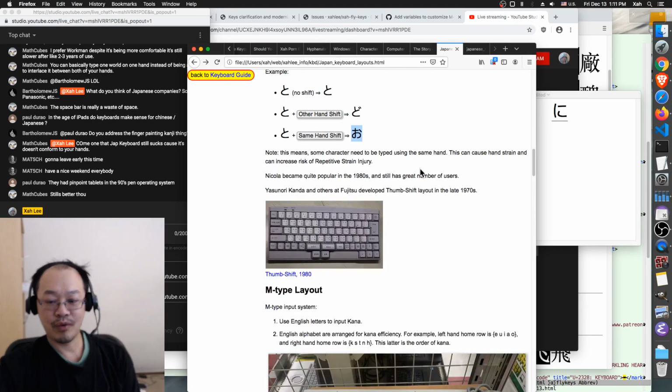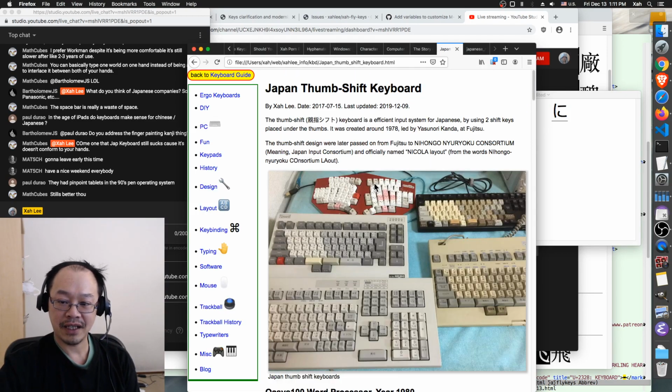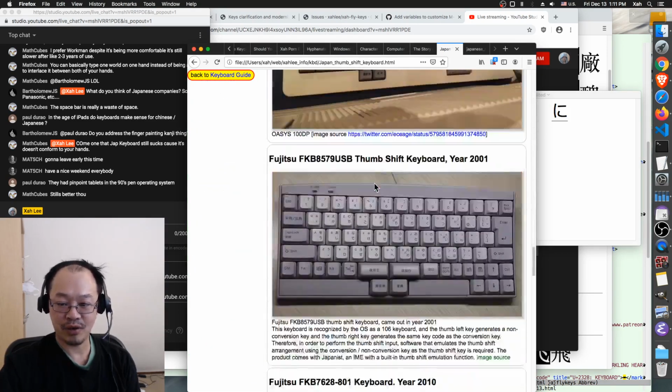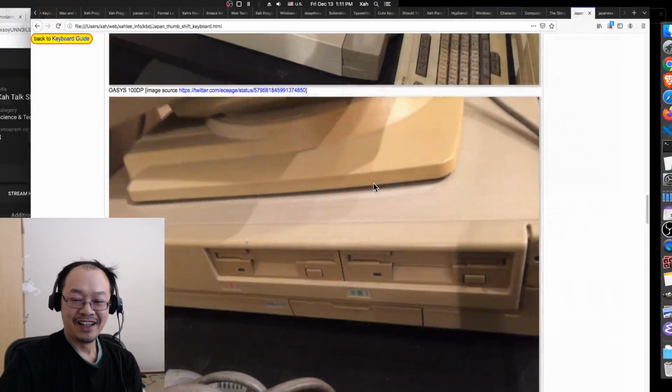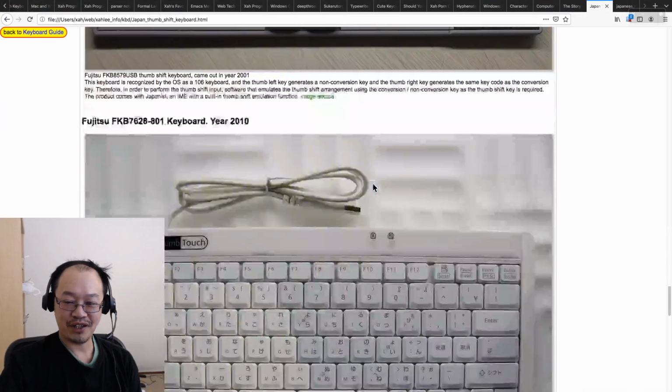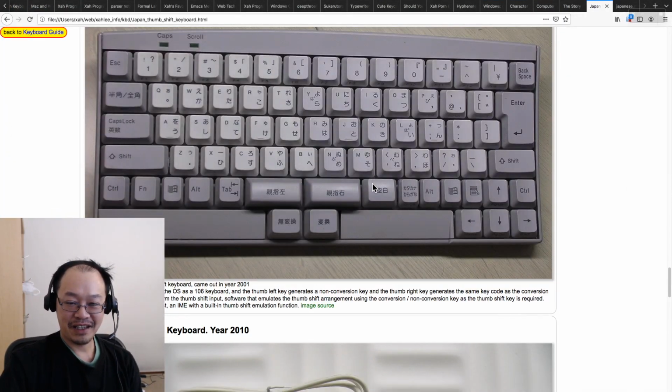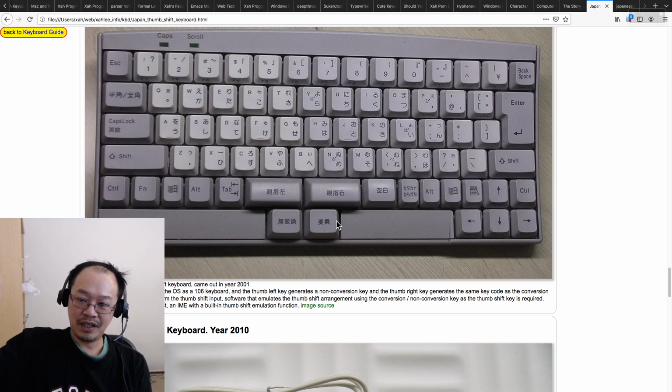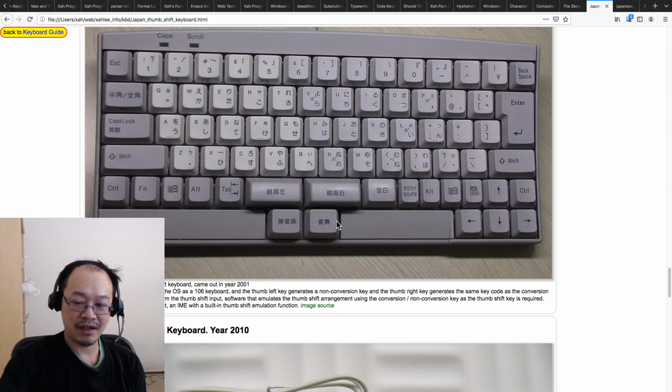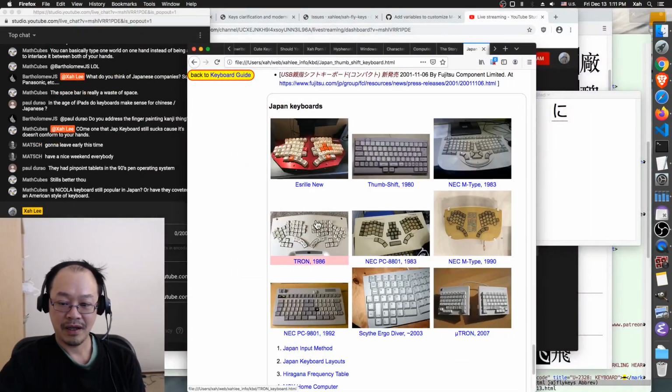Okay, so we finished talking about that. Again, let's look at the keyboard just to refresh our minds. You see this keyboard. You've got two thumb shift keys. Then you have the convert and don't convert keys. Don't convert on the left, convert on the right. That is when you want to convert the kana into Chinese characters. It's an efficient system.